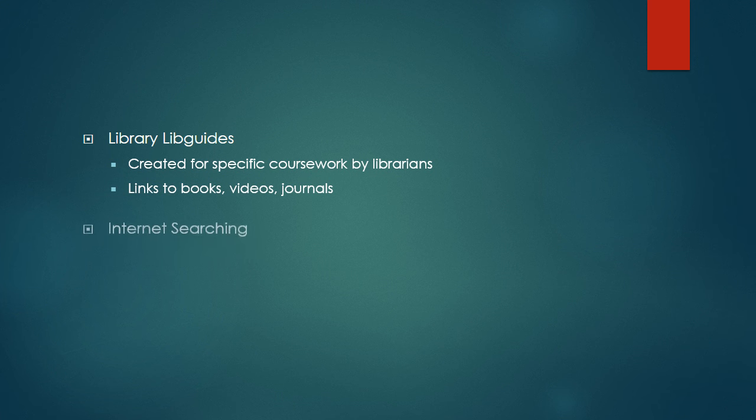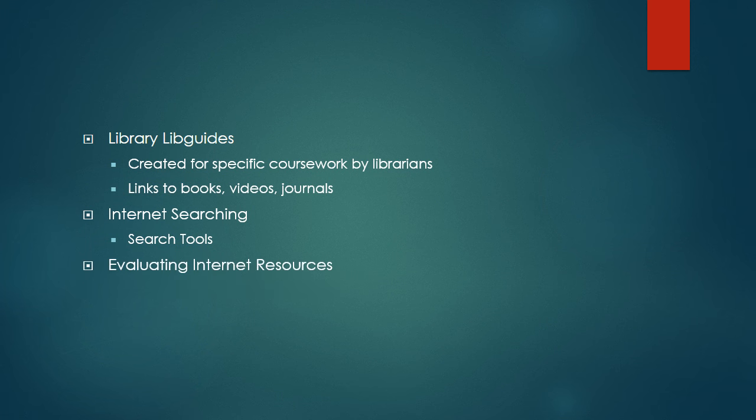We'll talk about how to find credible information on the internet using search engines like Google and Yahoo. We're also going to talk about how to tell the difference between credible and uncredible information on the internet. Let's start by looking at some screenshots of the way you access library resources.